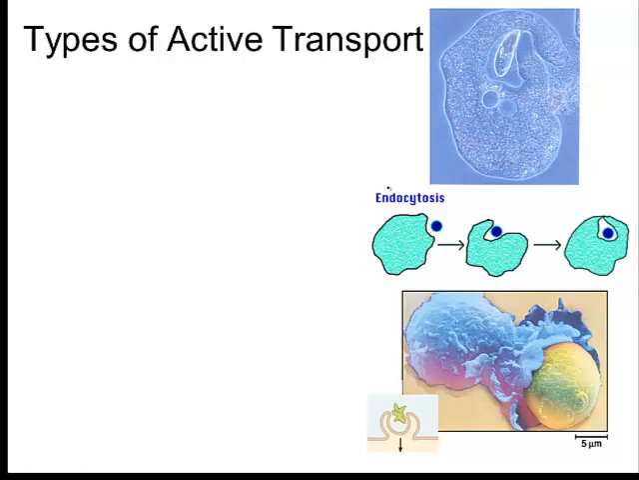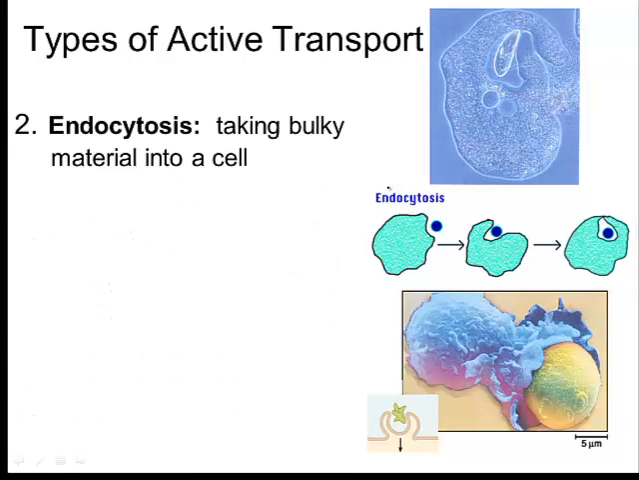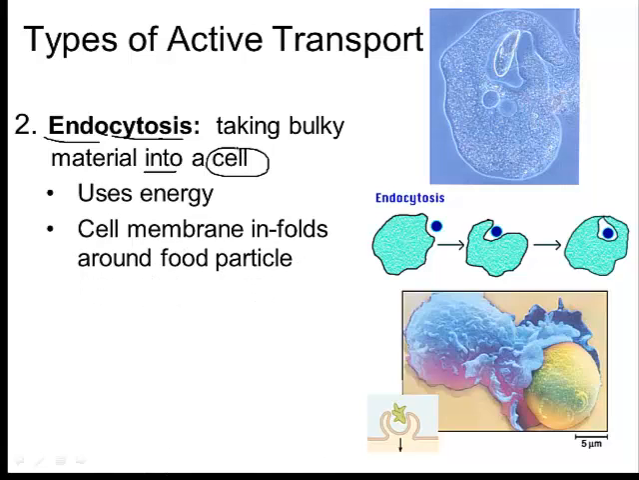Okay. The next type of active transport is called endocytosis. In endocytosis, we are taking materials into the cell. So endo means in, and cytosis, or cyto, means cell. So we're going into the cell. This does require energy because you actually have to change the shape of the cell membrane. And anytime you have to change the shape of the cell membrane, it is going to require energy to happen. Basically what happens, the cell membrane is going to infold around a food particle.